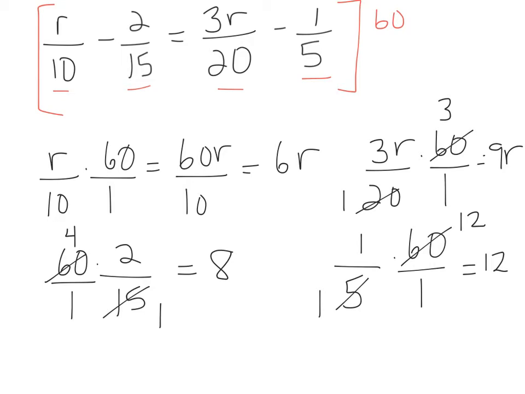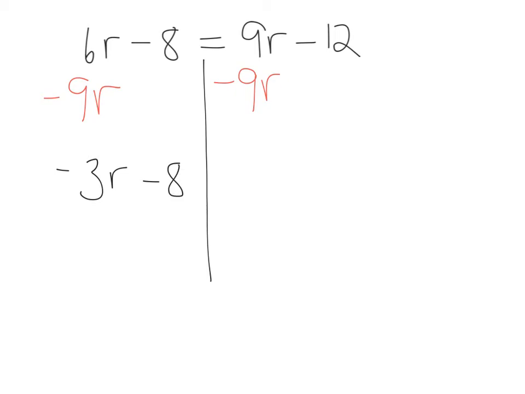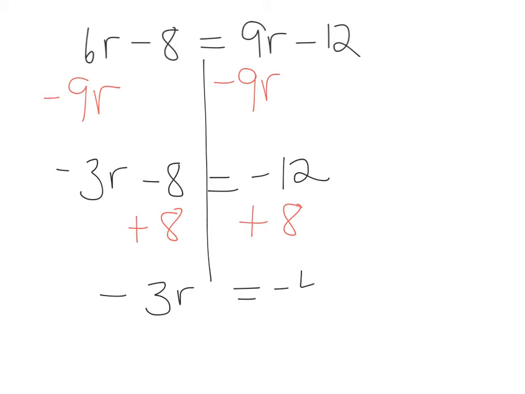So let's rewrite this nasty looking equation. It ends up with 6r minus 8 equals 9r minus 12. A whole lot easier to solve. Let's go ahead and do that. So I'm going to draw that line down from my equal sign, and let's move the 9r to the left. So we've got negative 3r minus 8 equals negative 12. Let's add 8 to both sides. So we've got negative 3r equals negative 4.